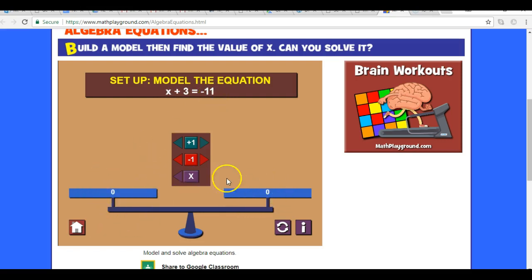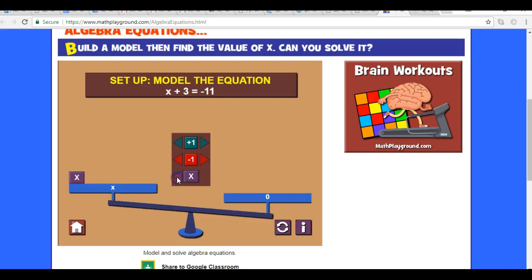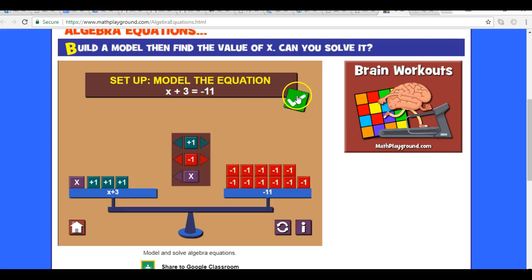So what we're going to do is model this equation. On one side, we're going to put an x. And then it wants us to put plus 3. So I'm going to click the left arrow and add 3. But then it equals over here negative 11. So I'm going to go down to my negative ones, and I'm going to add negative 11. There we go. Once I'm done and I did it correctly, it'll click a check. So on one side I have x plus 3. On the other side I have negative 11. See how doing the pan balance challenge really helped us the other day.